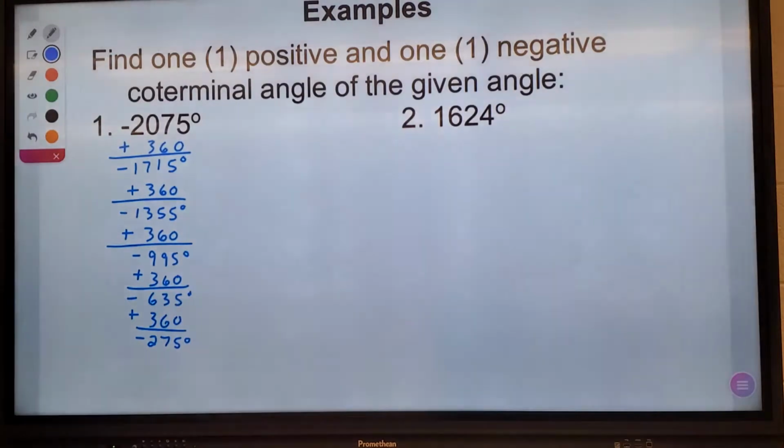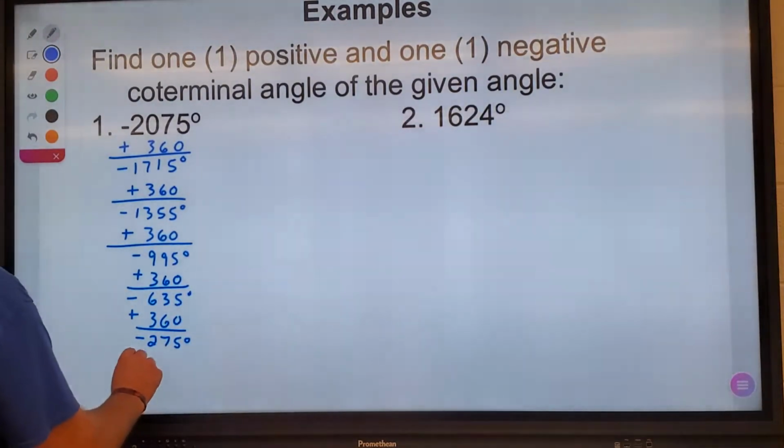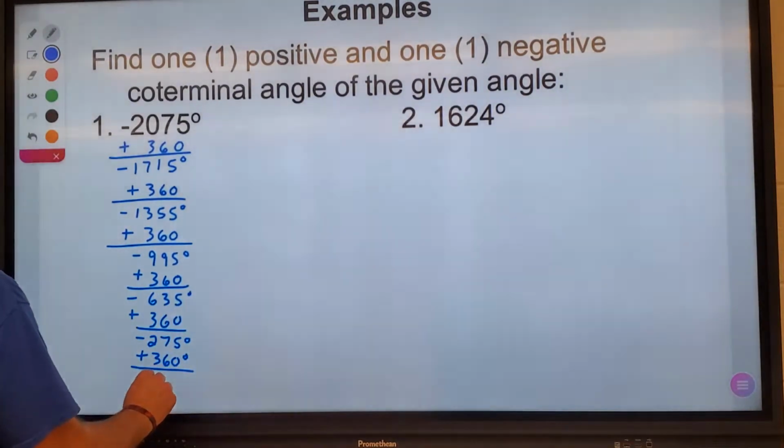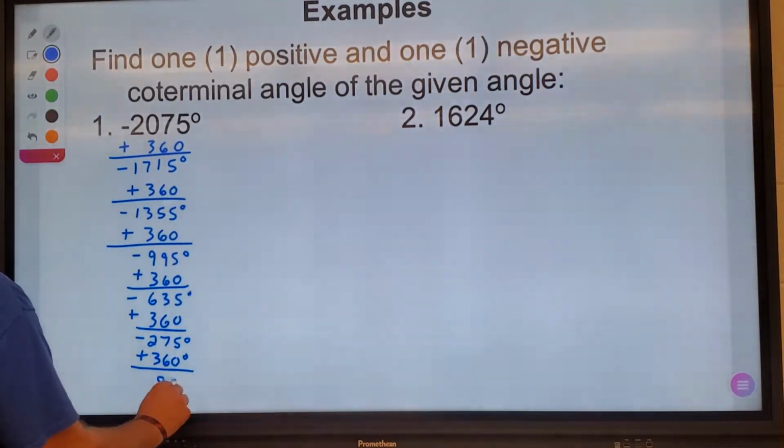Okay, the difference between what we did before with graphing in standard position and this one is that I'm still looking for a positive value as well. So I'm going to add one more additional 360 here. So I'm going to add 360. And I get 85 degrees.